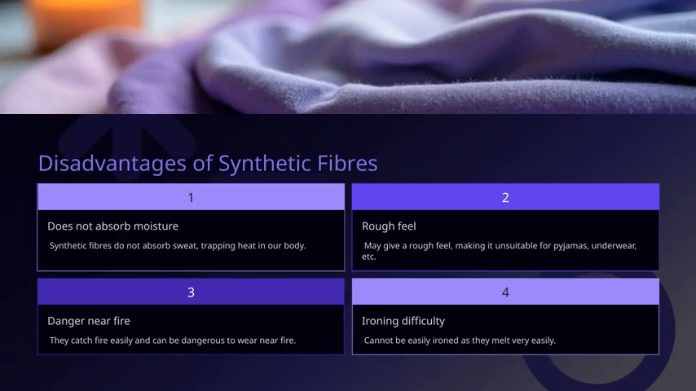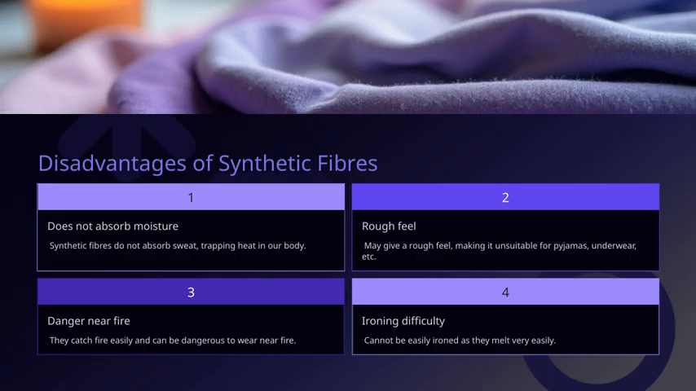Now, let's talk about some disadvantages of synthetic fibers. First, they do not absorb moisture, which means they don't soak up sweat like natural fibers do. This can trap heat inside the fabric, making us feel uncomfortable, especially during hot weather or physical activity. Next, there's the danger near fire. Synthetic fibers catch fire easily and can burn quickly, which makes them risky to wear around open flames or heat sources. Safety is definitely a concern here.